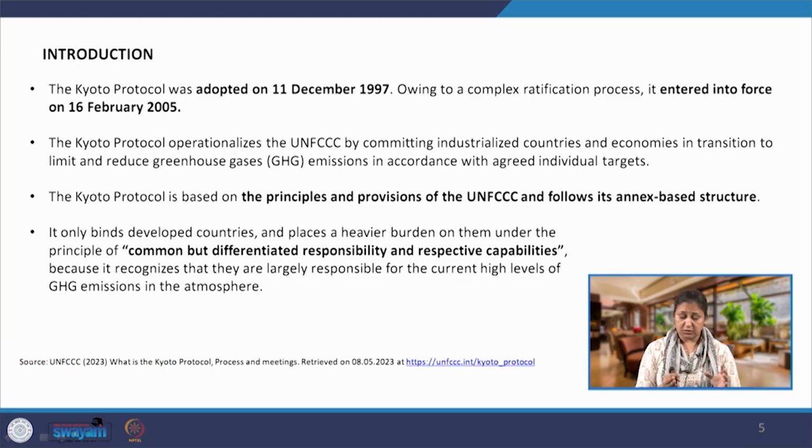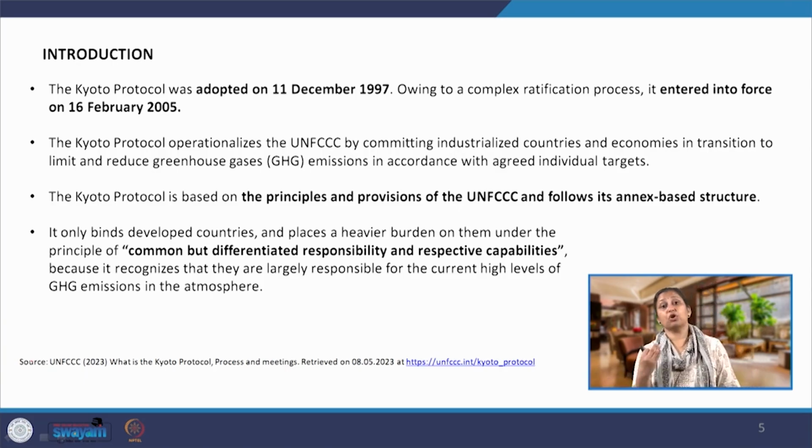Now, what does Kyoto Protocol do? It operationalizes the UNFCCC by committing industrialized countries and economies in transition to limit and reduce greenhouse gas emissions, with their individually agreed targets. The targets have to be set by the individual party, which is what we have seen. Each party will set some targets of its own, bring it to the conference of parties, and they will agree, they will become the signatories. It essentially is based upon the principles and provisions of the UNFCCC. So, it draws from that, the parent body remains UNFCCC, and it follows its annex based system.